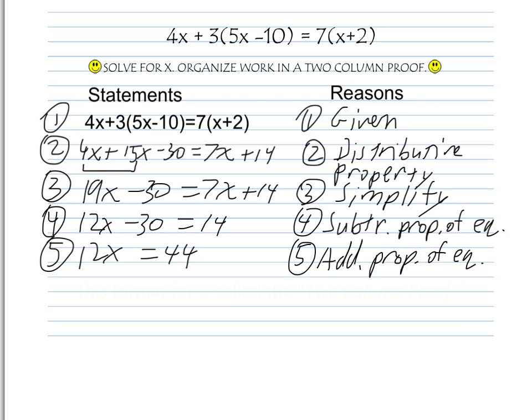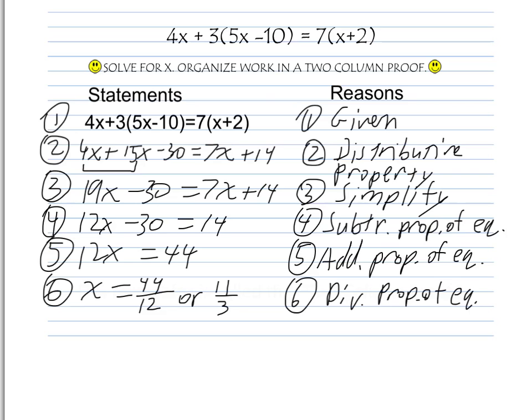My last step is going to be to divide both sides by 12. That, of course, is going to be the division property of equality. And that is the gist of what a proof looks like. Every step that you make, every claim that you make, you have to be able to back it up with a reason, with how you know that that's true.